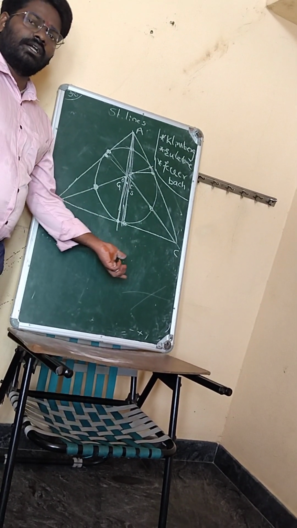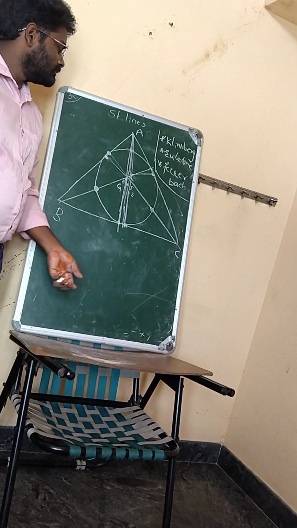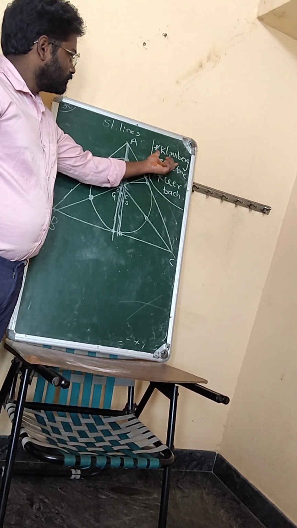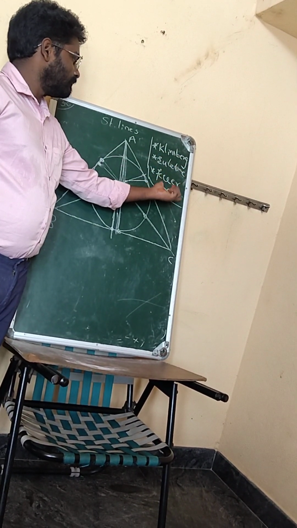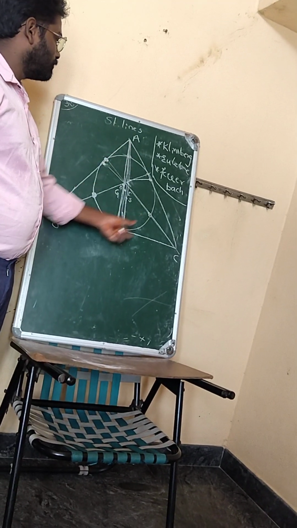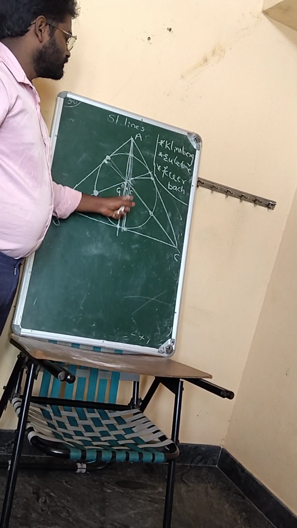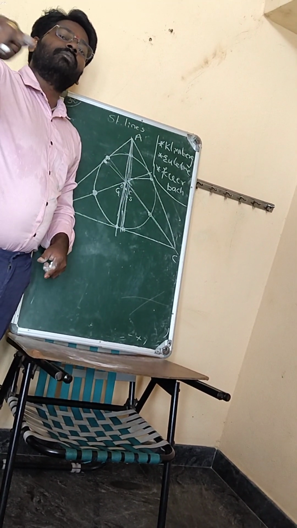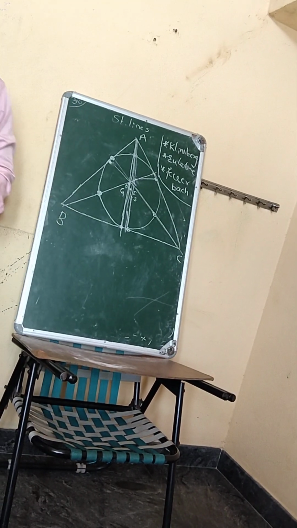Actually this was deleted in the previous year. Kimberling center, Euler line, Feuerbach circle, 9-point circle. Orthocenter, circumcenter, incenter formed a 9-point circle, and this is the Kimberling center.